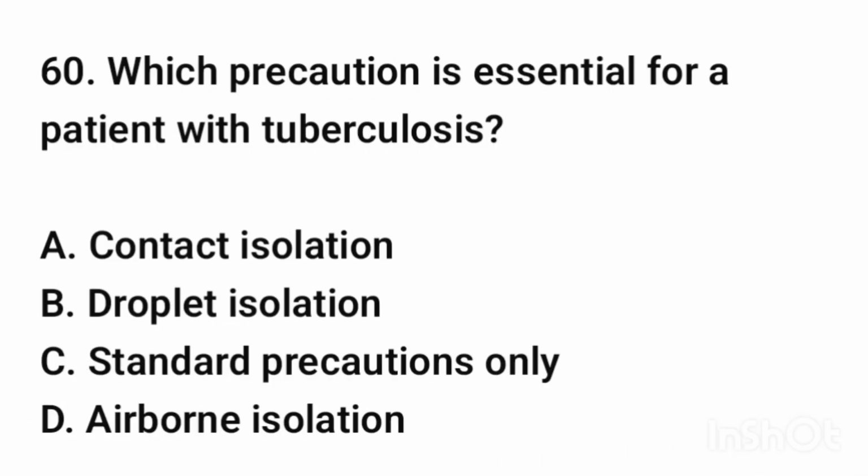Question number 60. Which precaution is essential for a patient with tuberculosis? The correct answer is option D, airborne isolation.